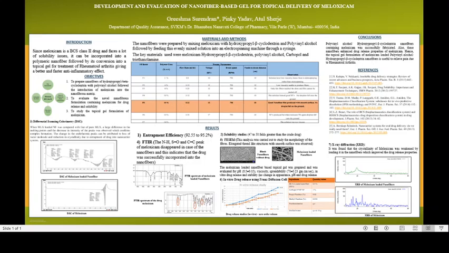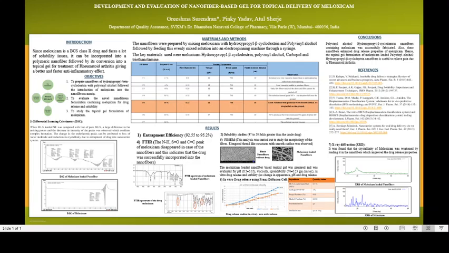Now, as we know, meloxicam is a BCS class 2 drug and it faces a lot of solubility issues, and therefore it has to be incorporated into a nanofibrous matrix to increase its solubility, leading to a faster anti-inflammatory action. Since meloxicam is a BCS class 2 drug, it shows poor bioavailability. It also shows undesirable side effects, slow onset of action, and its concentration cannot be maintained at a steady state in the blood or in the plasma.